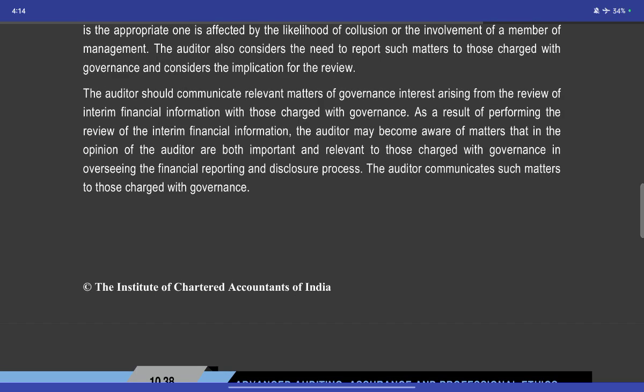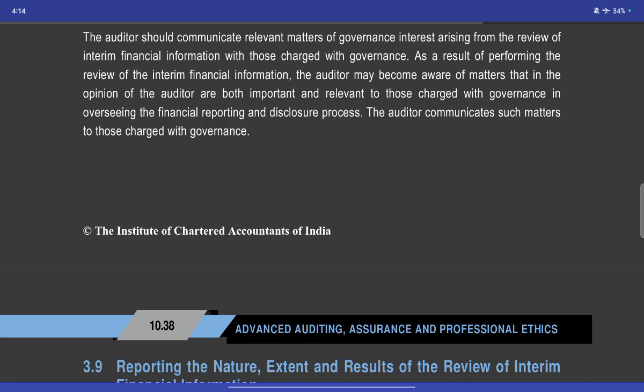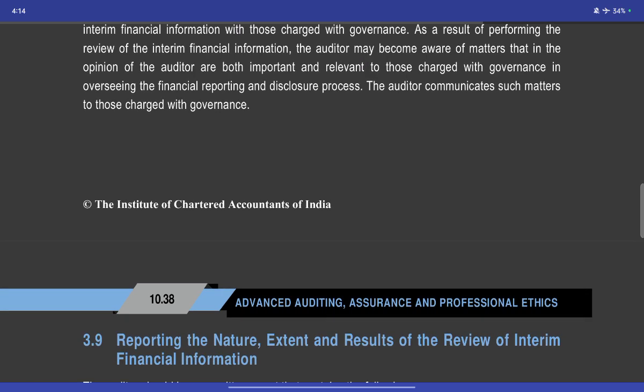The auditor should communicate governance matters arising from the review of interim financial information to those charged with governance. As a result of performing the review of interim financial information, the auditor may become aware of matters that, in the opinion of the auditor, are both important and relevant to those charged with governance who oversee the financial reporting and disclosure process. The auditor communicates such matters to those charged with governance.